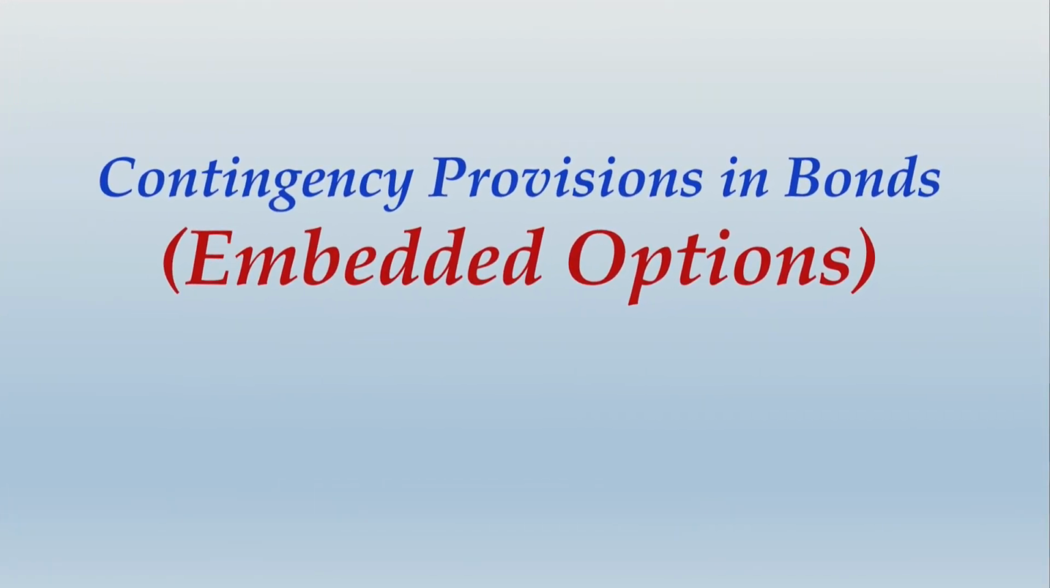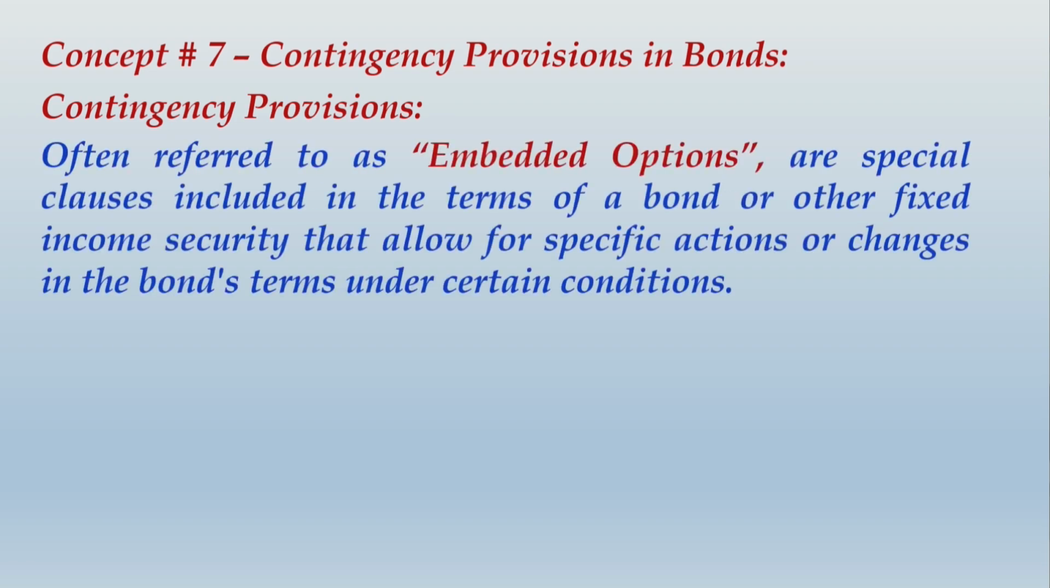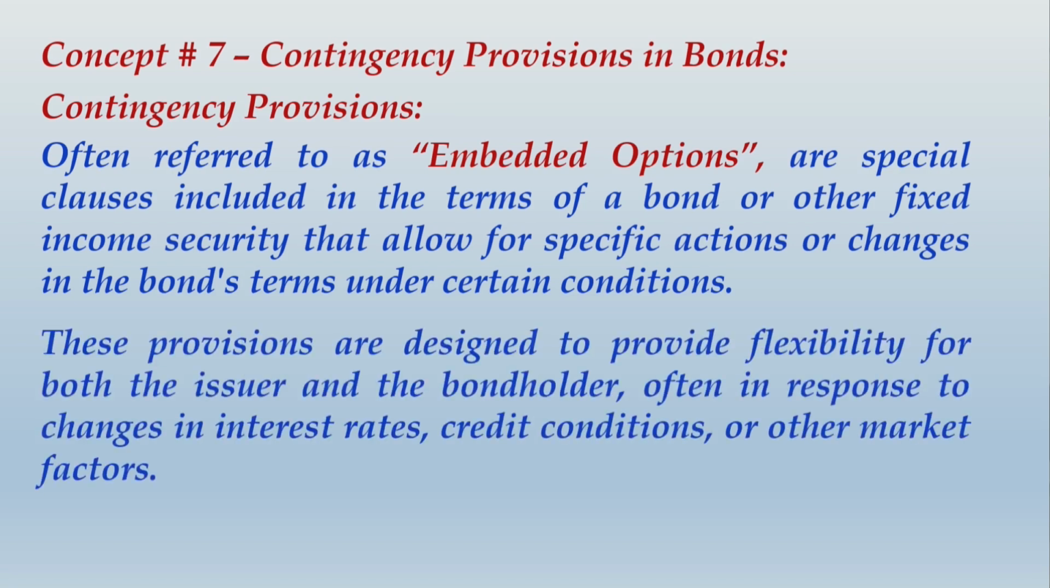So under concept number 7, contingency provisions in bonds, you would write: often referred to as embedded options. These are special clauses included in the terms of a bond or other fixed income security that allow for specific actions or changes in bond terms under certain conditions. These provisions are designed to provide flexibility for both the issuer and the bondholder, often in response to changes in interest rates, credit conditions or other market factors.